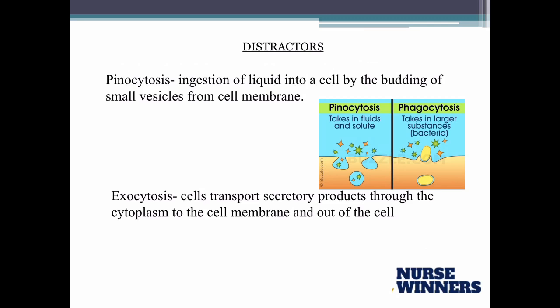Distractors. Pinocytosis is the ingestion of liquid into a cell by the budding of small vesicles from the cell membrane. Exocytosis. Cells transport secretory products through the cytoplasm to the cell membrane and out of the cell is called exocytosis.